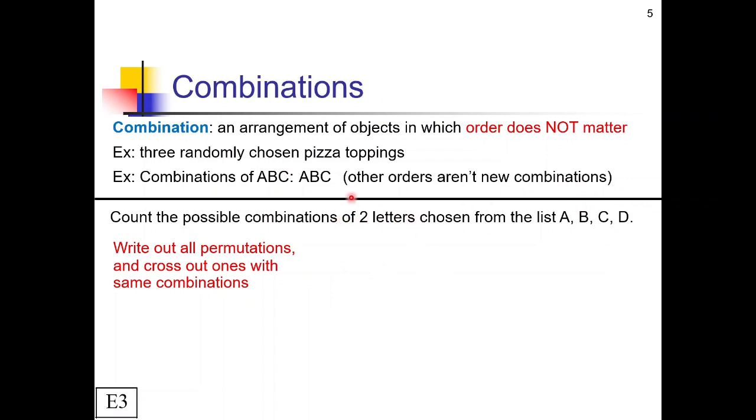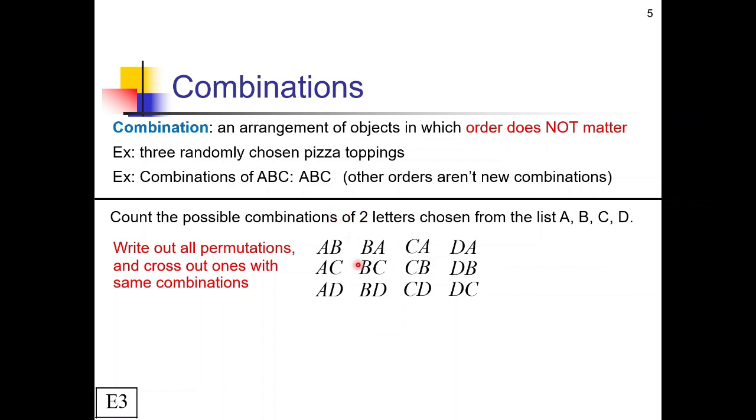Alright, so let's write out all the different permutations with two letters first. So we'll do all the ones that begin with an A first. So AB, AC, and AD. And then we'll do all the ones beginning with B. So BA, BC, BD. And next the C's, CA, CB, CD. And finally the D's, DA, DB, and DC. Now let's go through and see how many actually have different sets of letters.